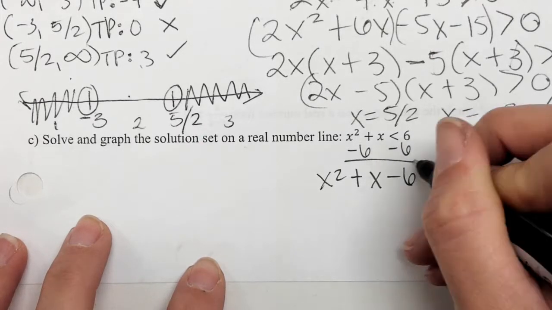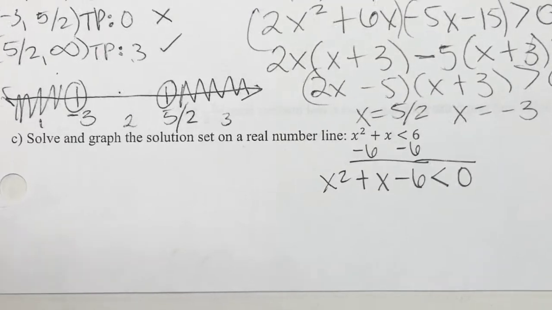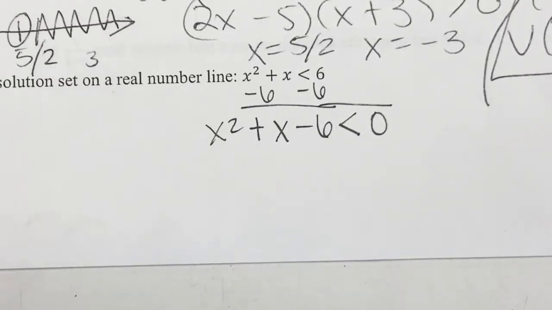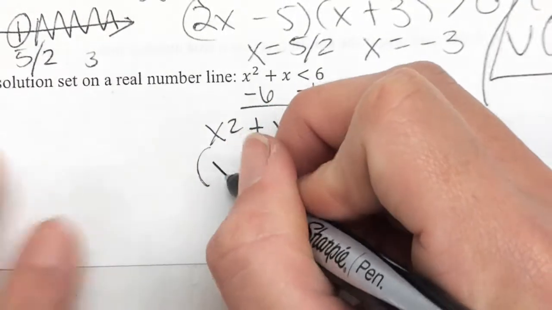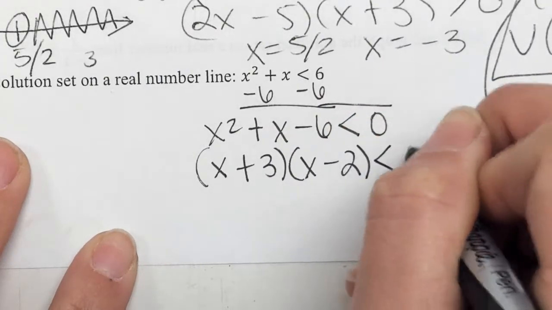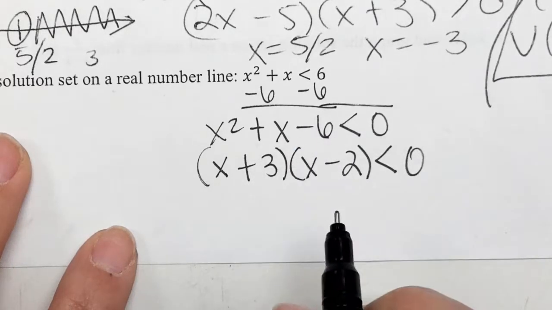Okay. Katie, what do we do from here? Factor. Okay. We factor, finding factors of what number? Good. So what two numbers are those? 3 and negative 2 is correct, because when you multiply them, they give you negative 6, and when you add, they give you that 1.